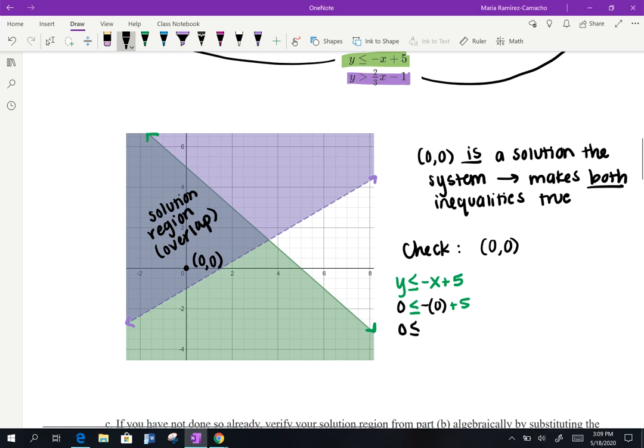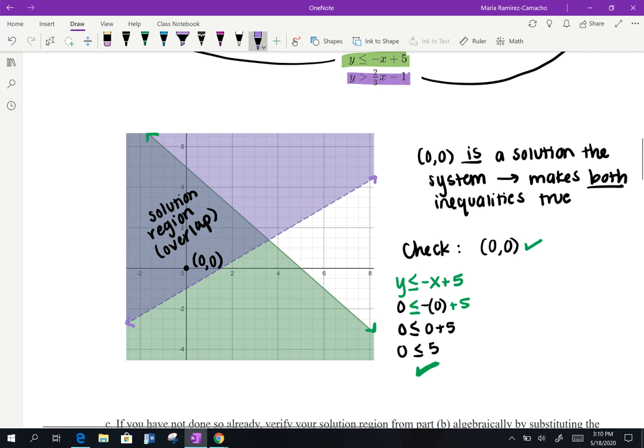Negative 0 is just 0. And then 0 plus 5 is 5. Is 0 less than or equal to 5? It is. Okay, so good. We're checking and it works. That's what we wanted.